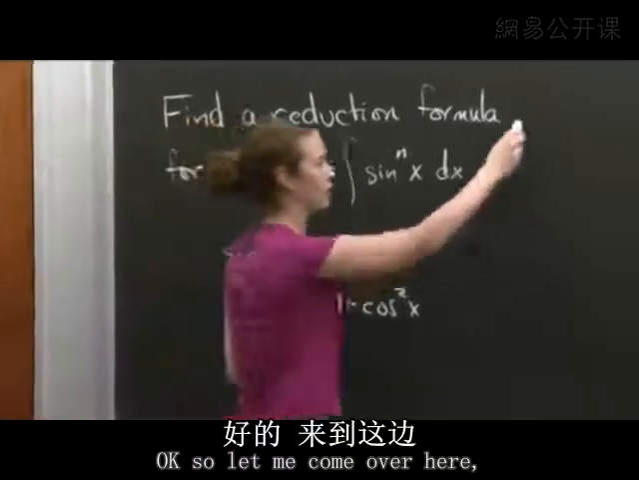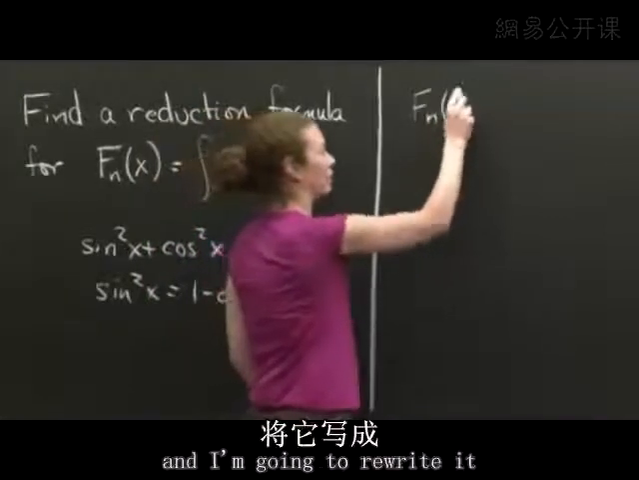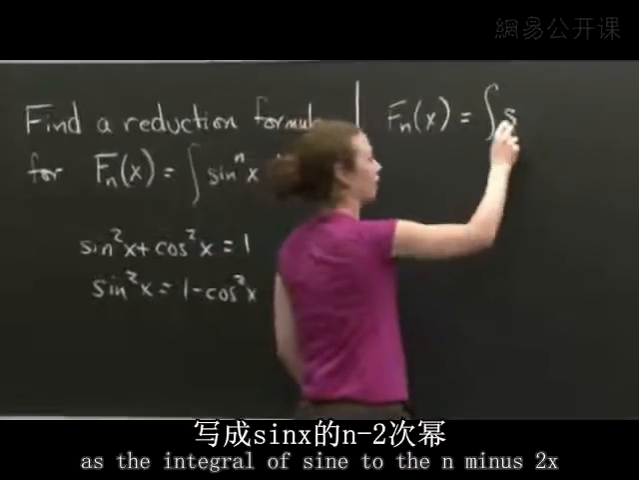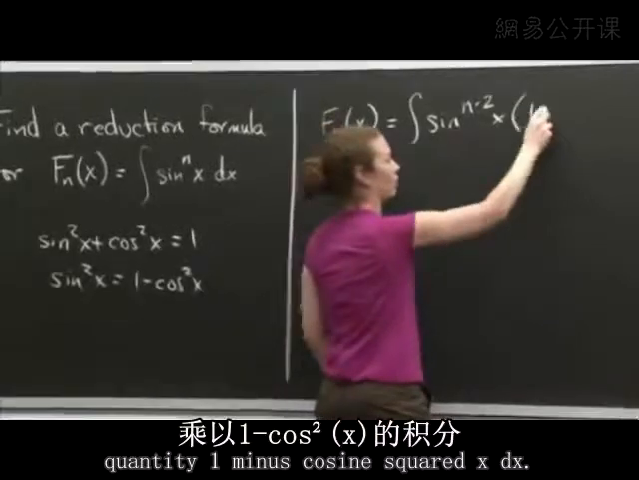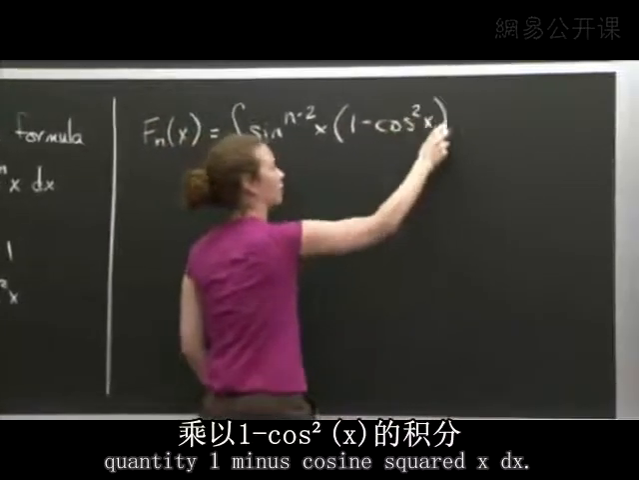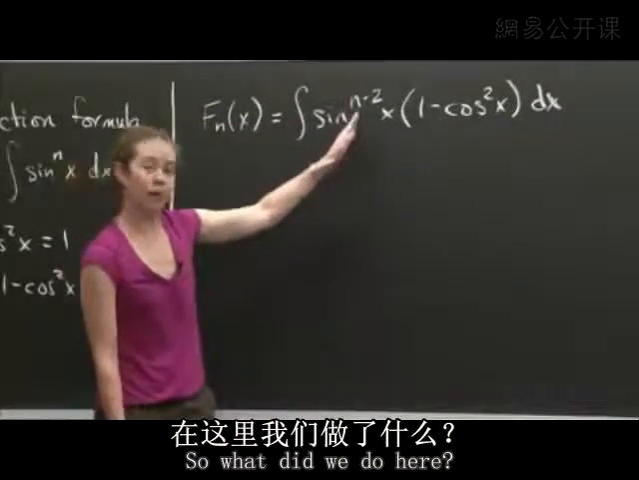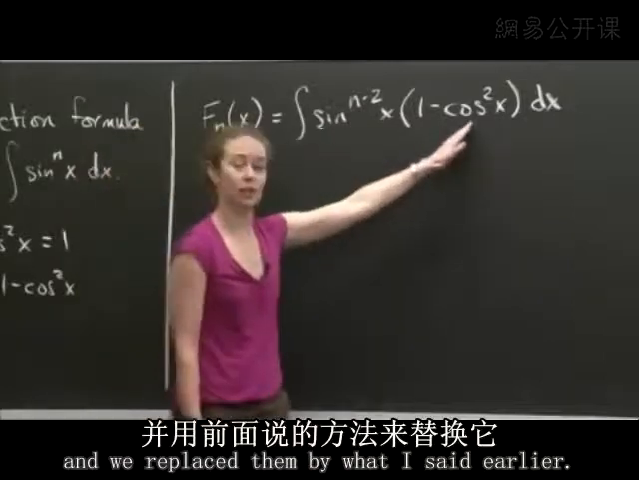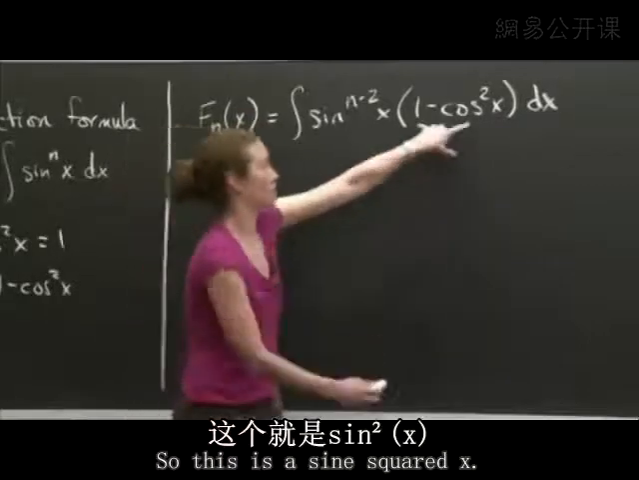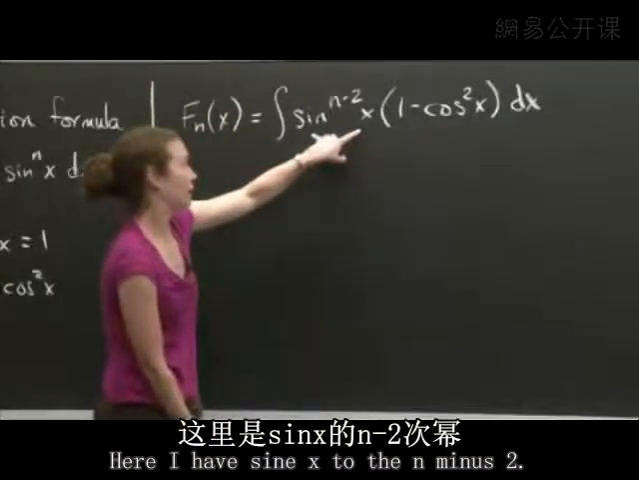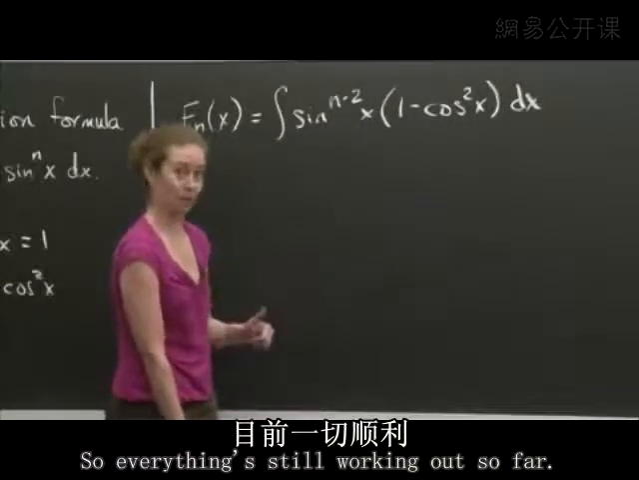Okay, so let me come over here, and I will start the problem. So I'm starting with f sub n of x, and I'm going to rewrite it as the integral of sine to the n minus 2 x, quantity 1 minus cosine squared x dx. So let me take a step back. So what did we do here? We took two powers of sine, and we replaced them by what I said earlier. We replaced them by 1 minus cosine squared x. Right? So this is a sine squared x. Here I have sine x to the n minus 2. When I multiply those together, I get sine x to the n. So everything's still working out so far.